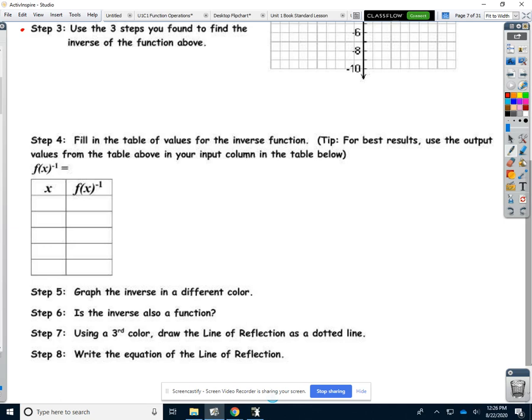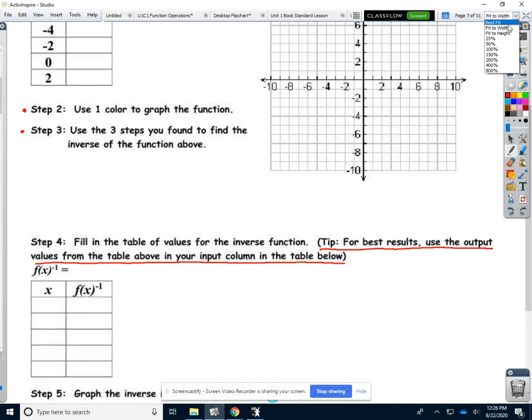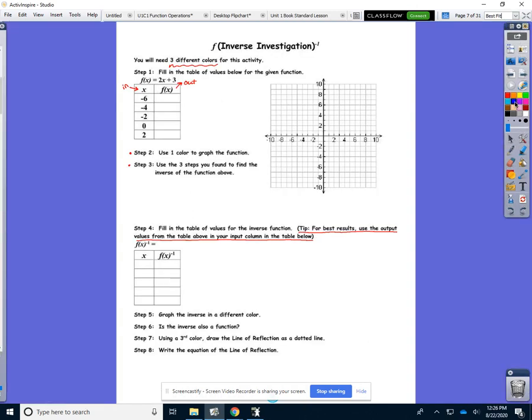It says fill in the table of values for the inverse function. Tip for the best results: use the output values from the table above in your input column on the table below. So your output column from the table above means the numbers that are here, the output values, you will use them as your input values in the table here. So you will not just use -6, -4, -2, 0, 2. You're going to use whatever answers you have in this column. And then you'll have a new set of outputs.